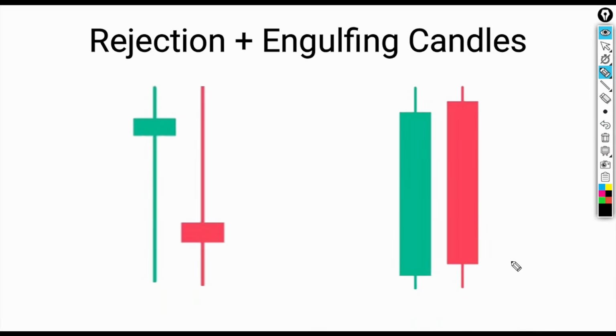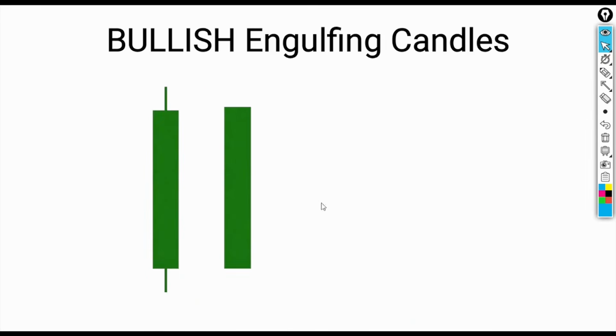And next up, we're going to be taking a look at engulfing candles. Now, you've got two different types of engulfing candles. You've got bullish engulfing candles, and you also have bearish engulfing candles. And what we're going to do is take a deep dive into exactly what engulfing candles are, how to identify them, and ultimately what they tell us. In other words, their significance. And we're going to start off by taking a look at bullish engulfing candles.